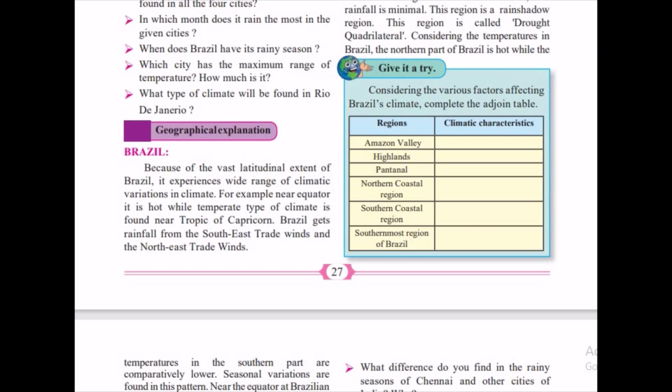Now, when I say Brazil, the vast latitudinal extent of Brazil experiences a wide range of variation in climate, especially near the equator. It is very hot, while the temperate type of climate we find near the Tropic of Capricorn. Brazil gets rainfall from southeast trade winds and northeast trade winds. I repeat, Brazil gets the rainfall from southeast trade winds and northeast trade winds. Please mark it, it's very important.